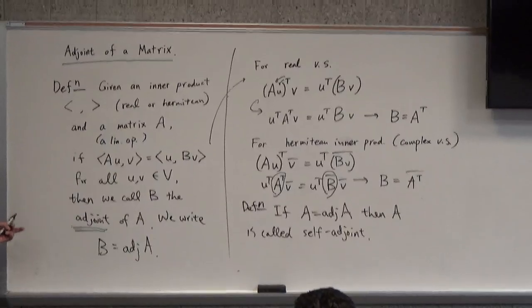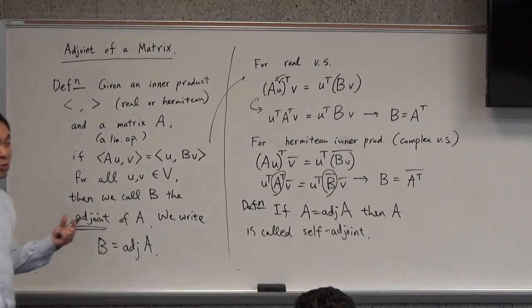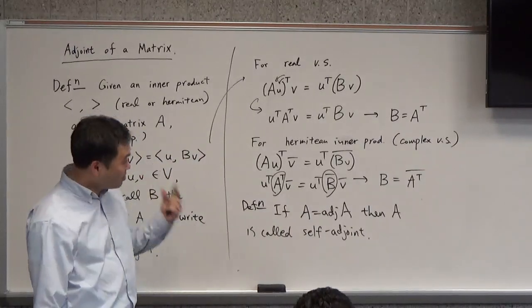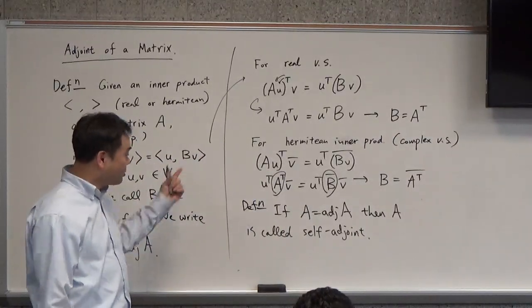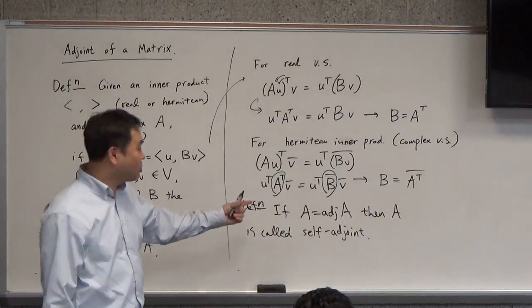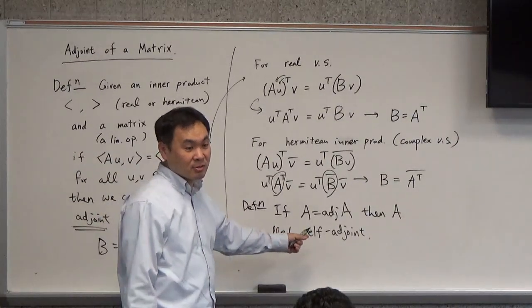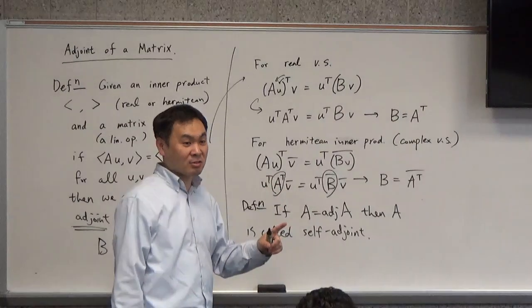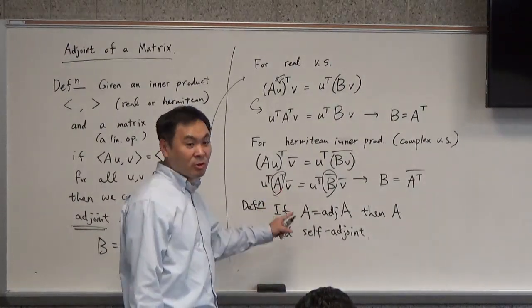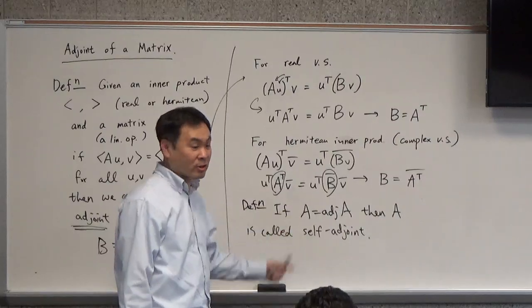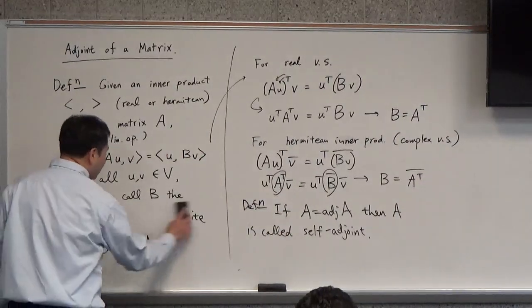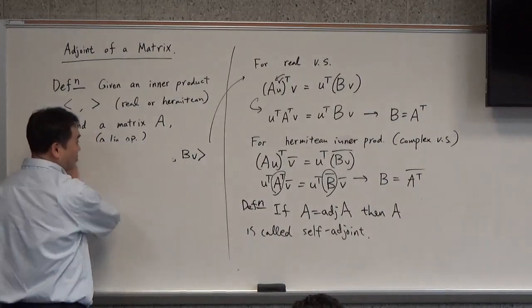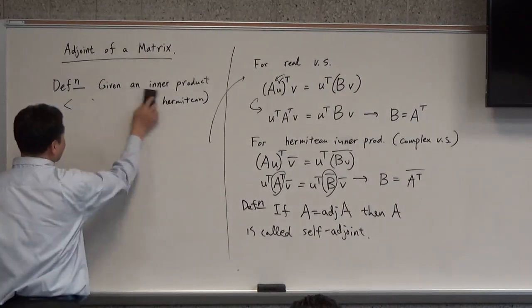So right now I'm introducing the concept of Hermitian, symmetric, adjoint, and self-adjoint. What are self-adjoint matrices? Hermitian matrices in the case of complex space, and in the real case, it's symmetric. And real symmetric matrices are special cases of the Hermitian matrix because the complex conjugate doesn't do anything.